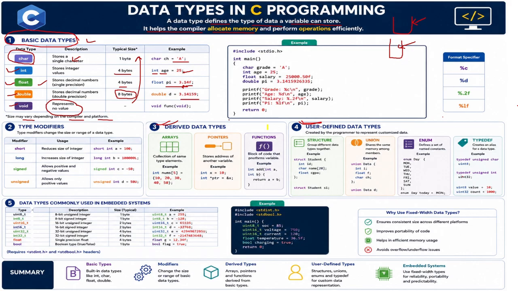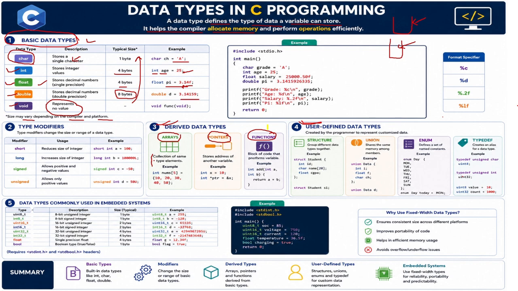Now we can see the derived data types. Derived data types are generated on the basis of basic data types. The base of derived data types is basic data types. Here you can see the different types of derived data types: arrays, pointers, and functions. And here you can check out the definitions. In this class, I will give you a basic understanding of arrays, pointers, functions, structure, union, and enum. But in the coming classes, I will give you more insight into these derived and user-defined data types. We will discuss everything in detail, topic-wise.